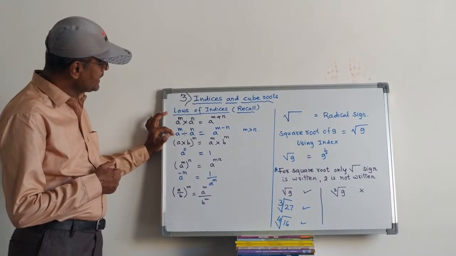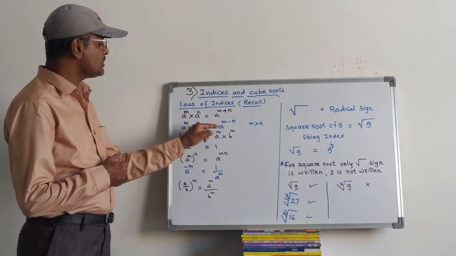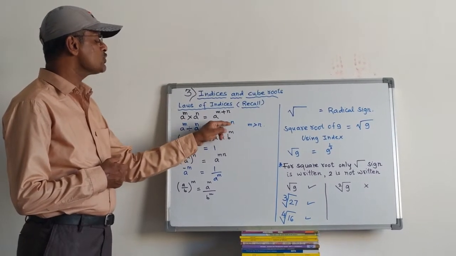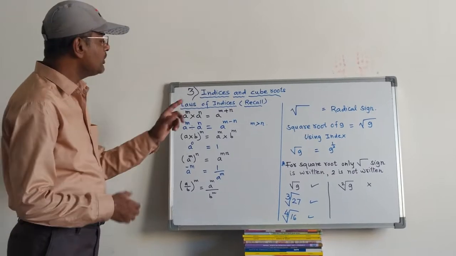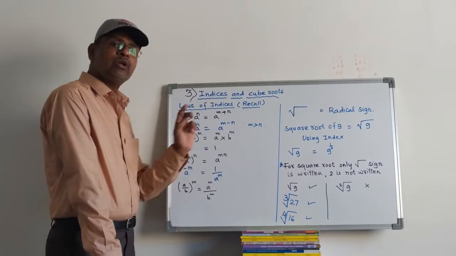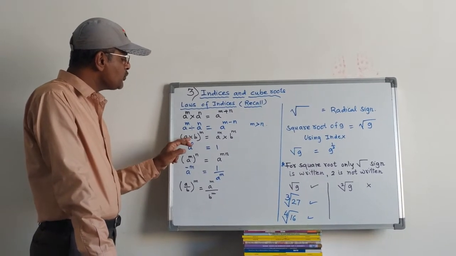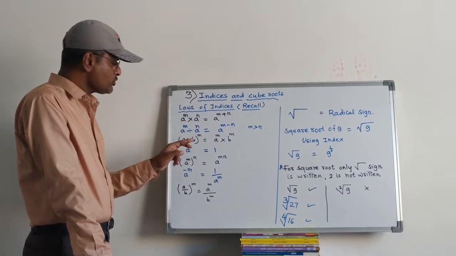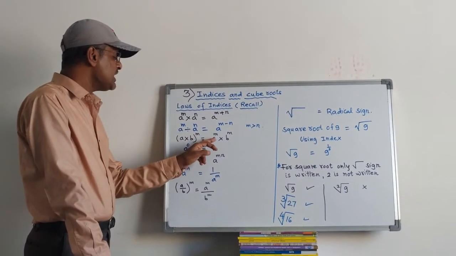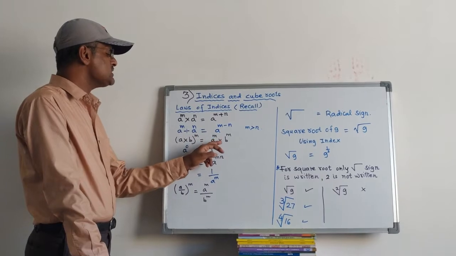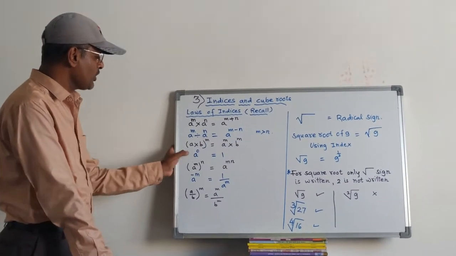Second one, a raised to m divided by a raised to n, that means in division there will be subtraction of the indices, so it will be a raised to m minus n. But for this purpose m should be greater than n. Now if it is a into b bracket raised to m, so this m is the power of a and b, so I have written it as separate power of a and separate power of b as a raised to m into b raised to m.